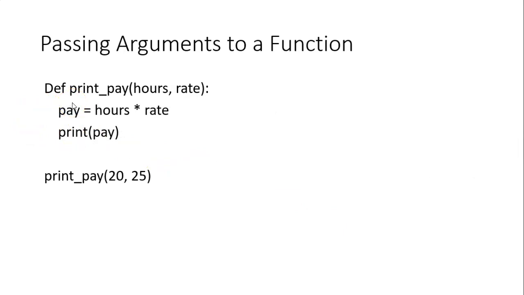So we have a function called printPay. Now this D should be lowercase, so we have a typo here. This function takes in two arguments. They're called parameters inside the function, but when they're passed, they're called arguments. So it's taking in hours and rate, and it's calculating pay, and then it prints pay. We can call this function by simply calling it and putting the values that we want it to use, or the arguments in this case, inside the parentheses. These could be variables, but here I'm just using two integers.